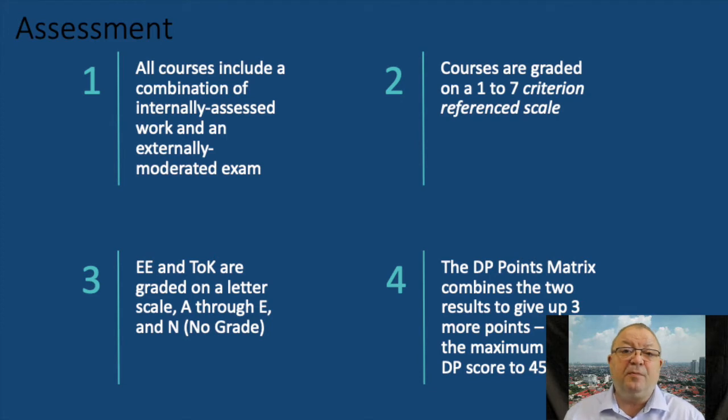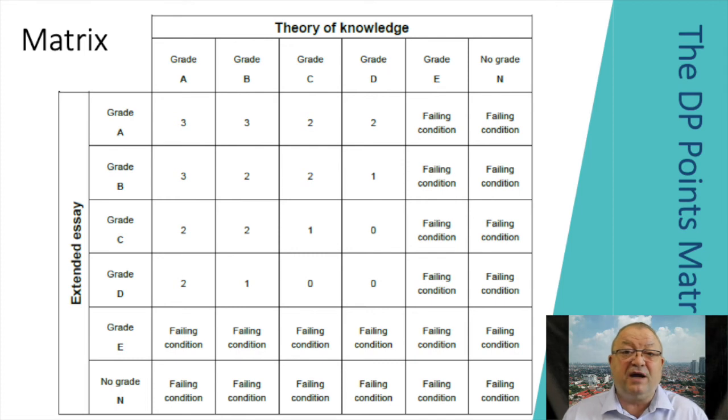All courses include a combination of internally assessed work and an externally moderated exam. Courses are graded on a 1 to 7 criterion reference scale. Extended Essay and TOK are graded on a letter scale A through E and N for no grade, but of course no students at ACG School Jakarta ever get a no grade. The DP point matrix combines the two results for the core to give up to 3 more points, bringing the maximum possible DP score to 45.